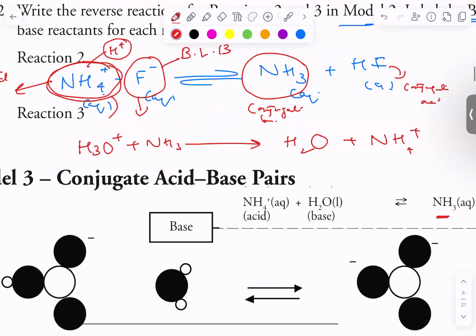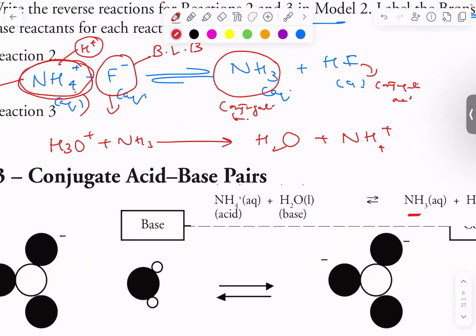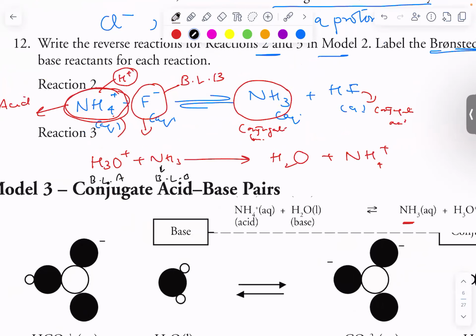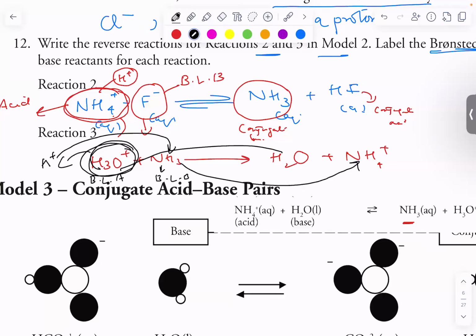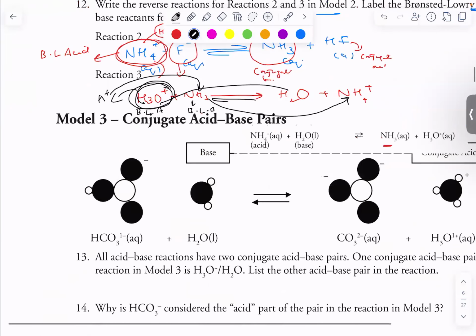Now tell me what is an acid and what is a base in it. H3O positive is the Bronsted-Lowry acid and NH3 is the Bronsted-Lowry base. So H2O is the conjugate base and NH4 is the conjugate acid. Well done. It gives a hydrogen ion, which is taken up by NH3 and changes into NH4 positive. After losing the hydrogen ion, H3O positive changes into water. Does it make sense now? Yes. Good.